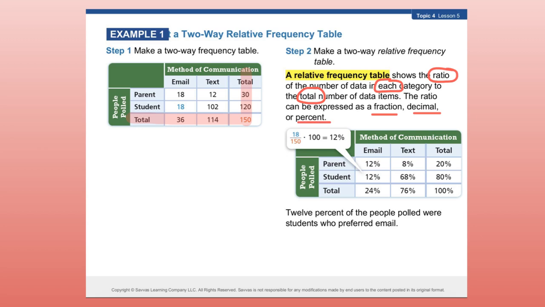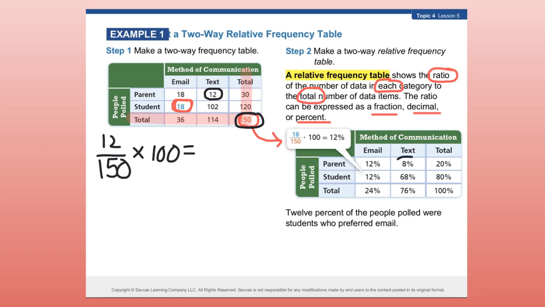They did the students who like email compared to 150 total people. They divided and multiplied by 100 to get 12%. Well, we can continue doing that. We can say, well, 12 parents like to text out of 150 total people, times 100 to get my percent will give me 8%. And that lives in my new relative frequency table.